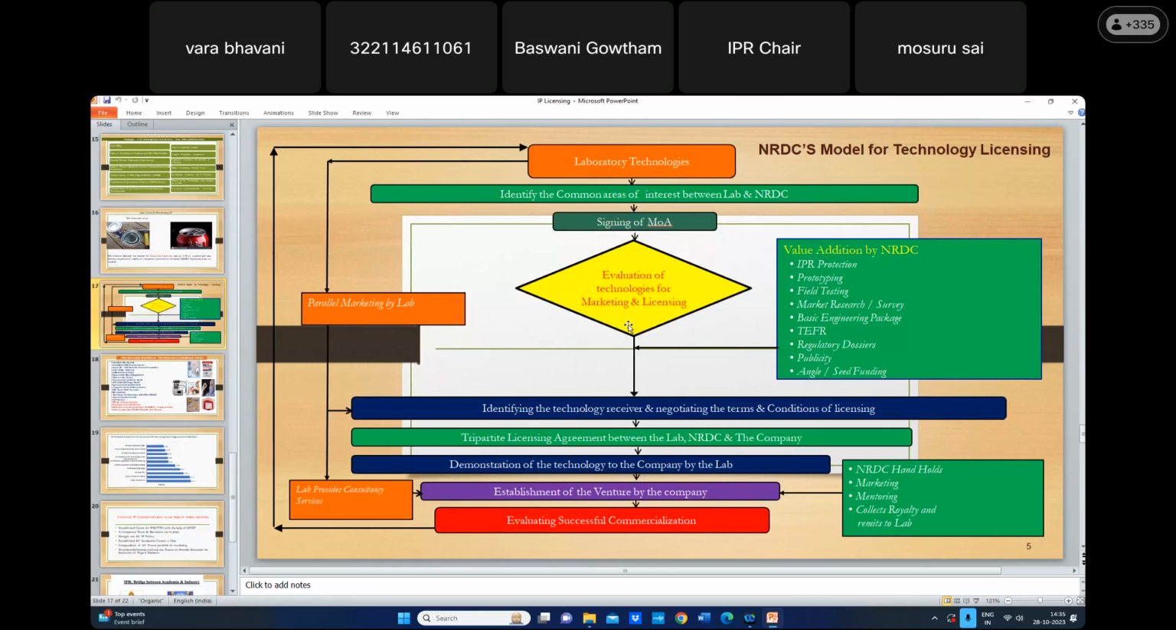Baswani, Gautam, whoever is disturbing us, we are noting their names and their internal marks will be cut to that extent. Please, if you want to talk, mute yourself and talk.